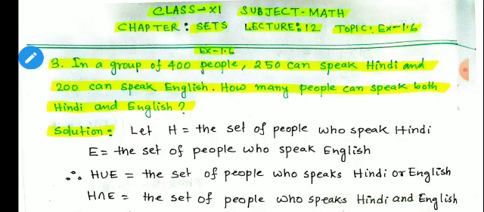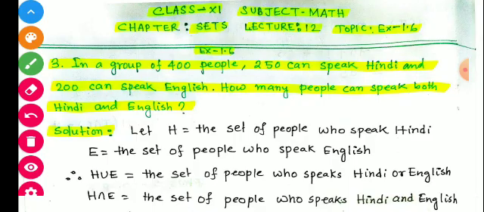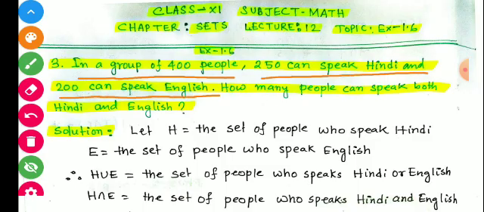Today's topic is exercise 1.6. We will solve some important problems. So first, question number 3. In a group of 400 people, 250 can speak Hindi and 200 can speak English. How many people can speak both Hindi and English?